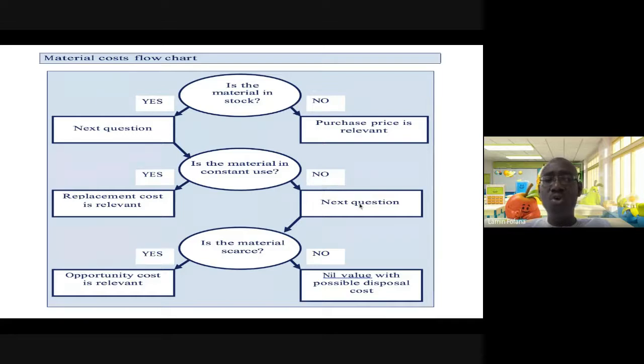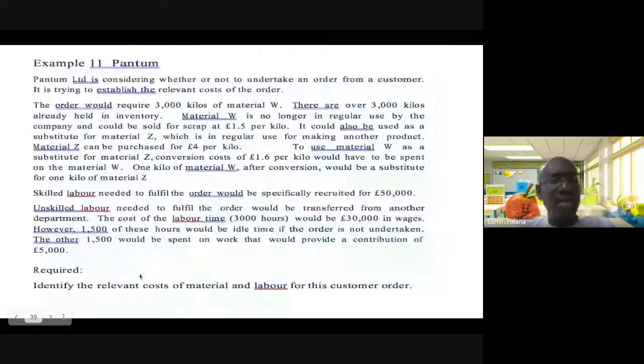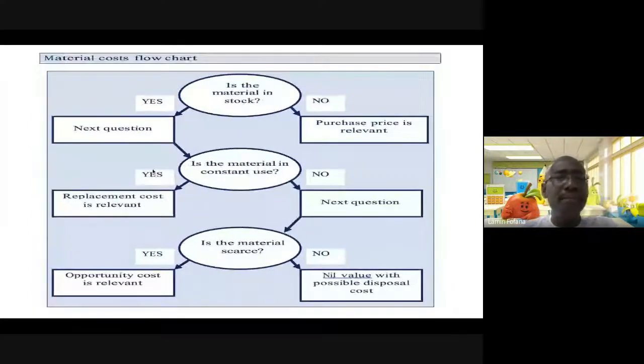So is the material in constant use? No. If it is no, it's not in constant use, that means the material is in stock, but it's not a common material. You know, it gathers dust. So you ask yourself, is the material scarce? Even though it's not in constant use, we have it in stock, but is it something that is difficult to get? If it is yes, the opportunity cost is relevant.